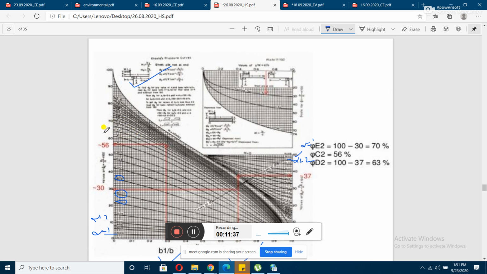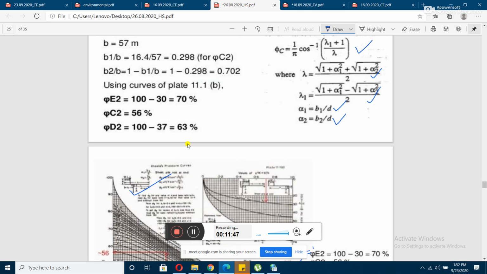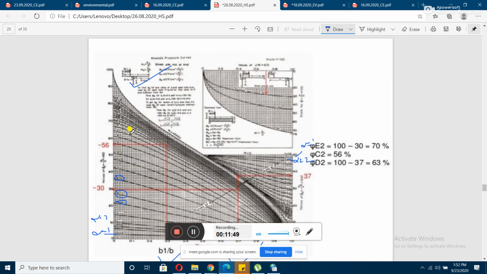If you see the graph, you will see there is no curve for 9.5. Here it is 9.5, but none of the curves resemble your 9.5 value. So for that purpose, there will be a curve for alpha equal to 9 and alpha equal to 10, and we have to draw an imaginary intermediate curve, okay. So that will be 9.5.